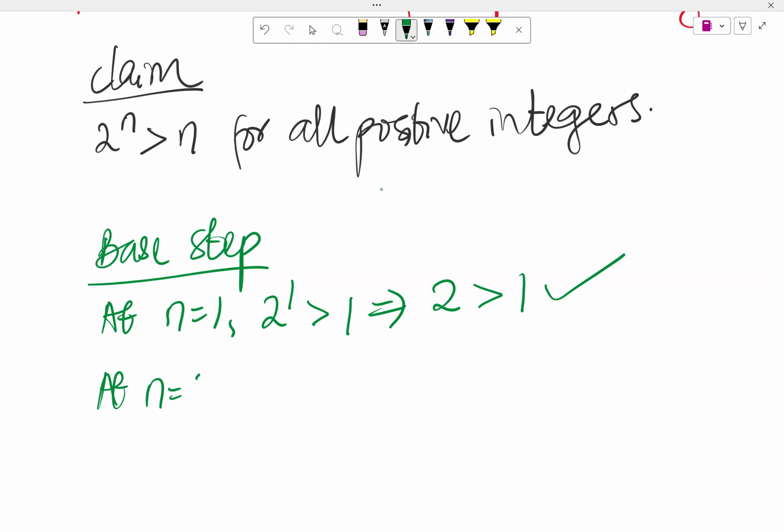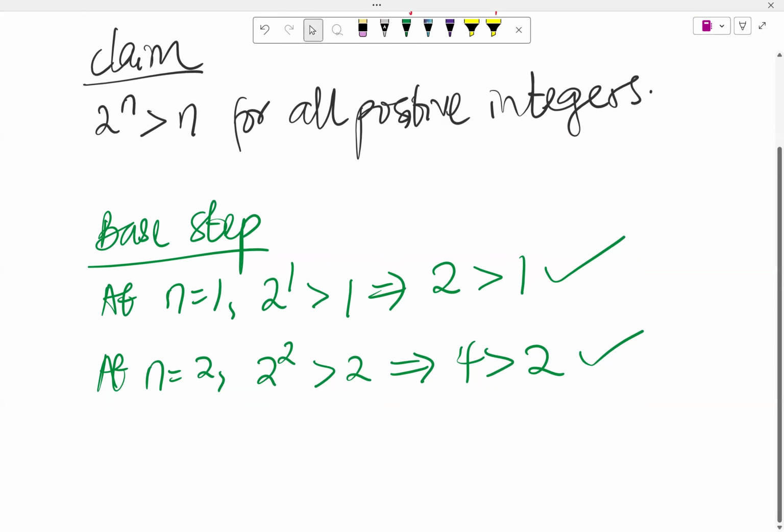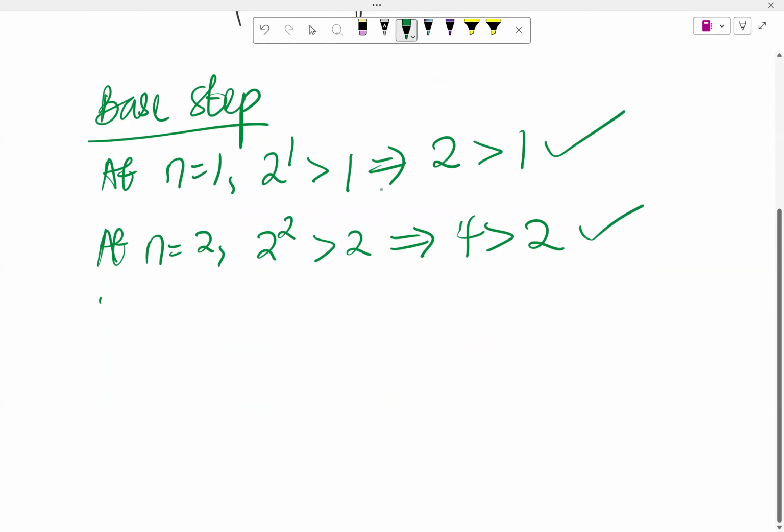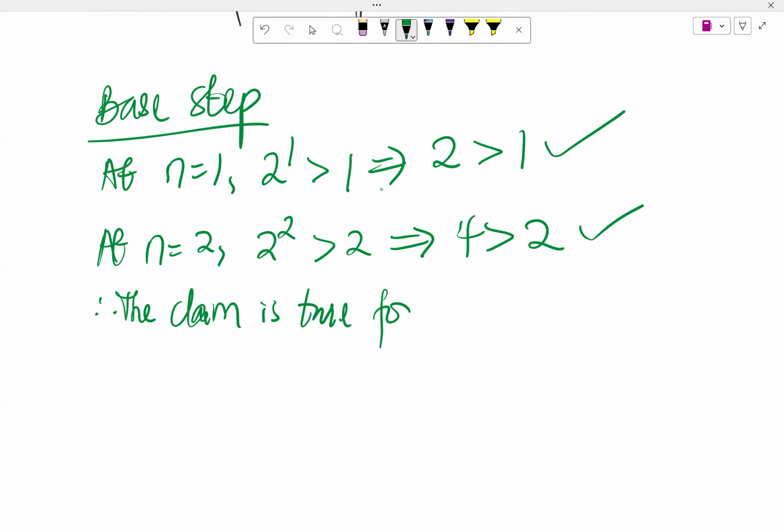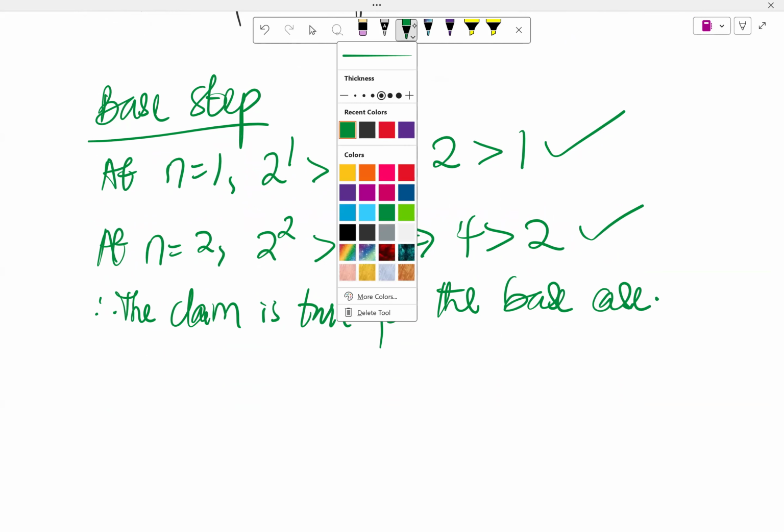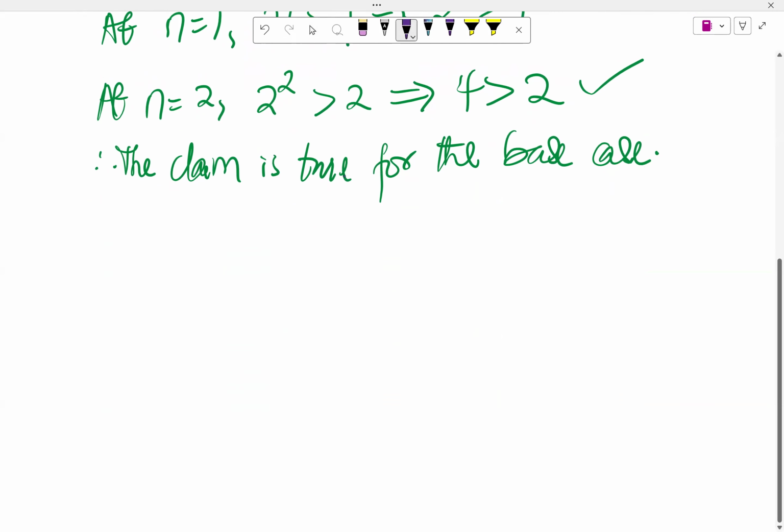So at n equals 2, we have 2 raised to power 2, which is greater than 2. That implies that 4 is greater than 2, and that is actually a statement of fact. So for the base step, the claim is correct. So we can say, therefore, the claim is true for the base case.